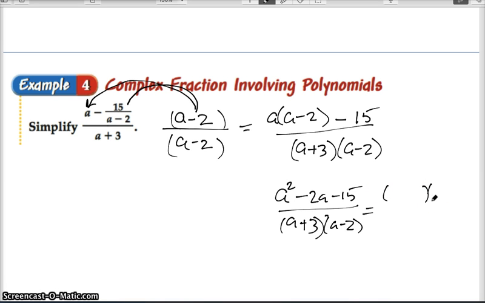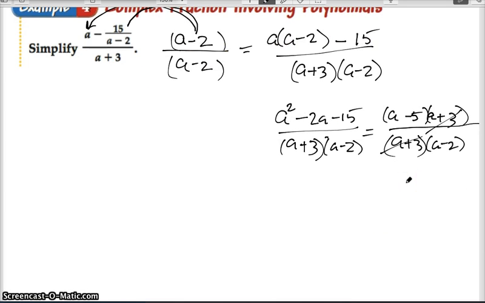When I try to factor the numerator, I get a minus 5 and a plus 3. And that's from me trying to figure out two numbers that multiply to give me negative 15, yet add up to give me a negative 2. A plus 3, my bad. So a plus 3 here and an a minus 2 here. Swoop, delicious, I did get to cancel. And I get a minus 5 over a minus 2.